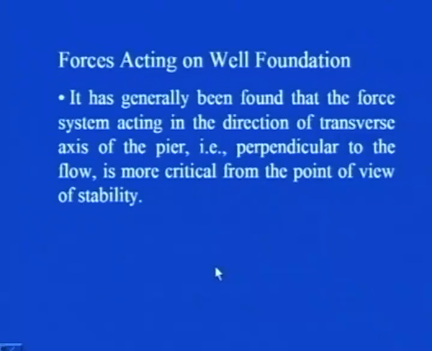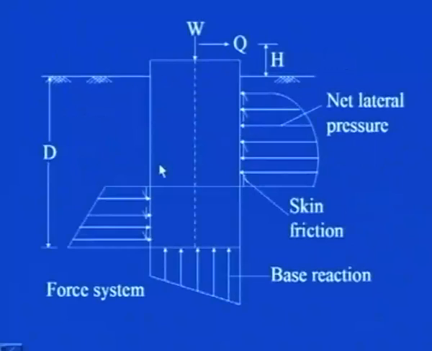It has generally been found that the force system acting in the direction of the transverse axis of the pier, that is perpendicular to the flow, is more critical from the point of view of stability, because two horizontal forces are there, that is P and Q. So, which one to consider? Usually it has been seen that the force system acting in the direction of the transverse axis of the pier, that is opposite to the flow, is more critical. So, it is considered in the stability analysis.